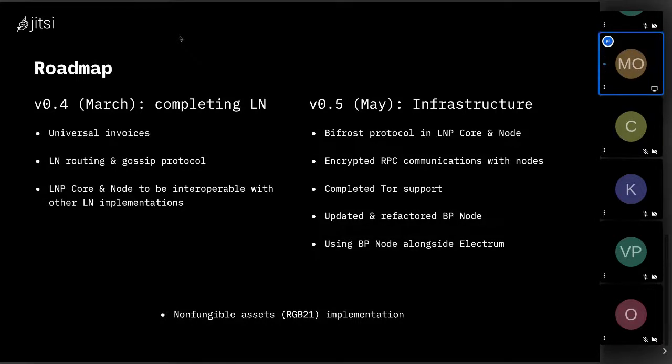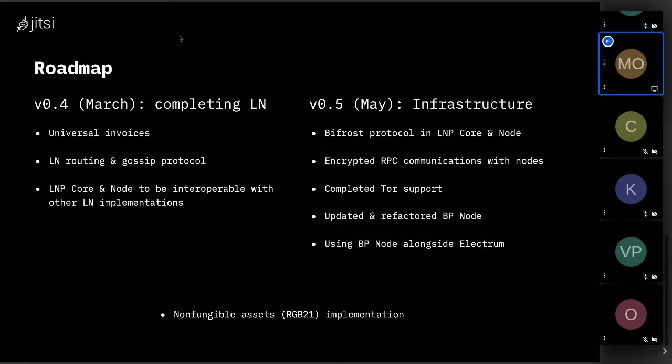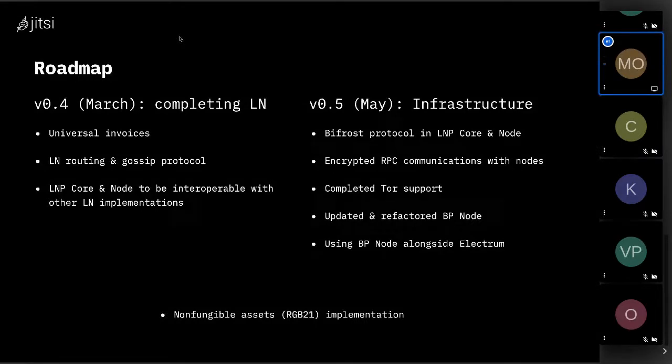And the fifth release, version 0.5, will probably happen in May, two months after the next release, and that release will be focused on infrastructure. The preliminary plan is that we will have an initial Bifrost protocol added to the LNP node, and this Bifrost protocol will be a part of RGB infrastructure, providing the network with the ability to publish information about assets and about schema. It will also work as a form of watchtower for RGB when the mobile wallet is offline.